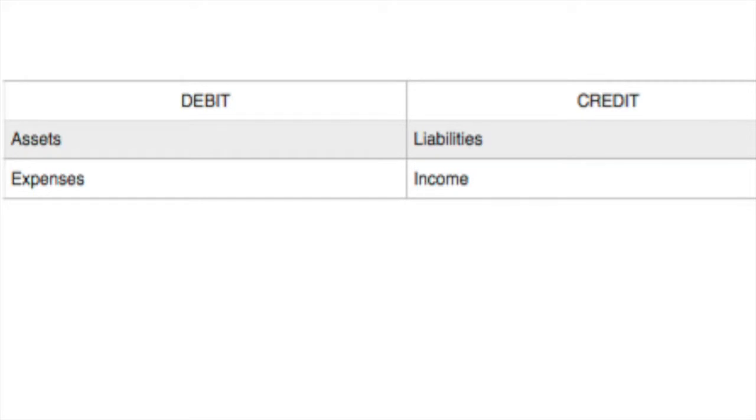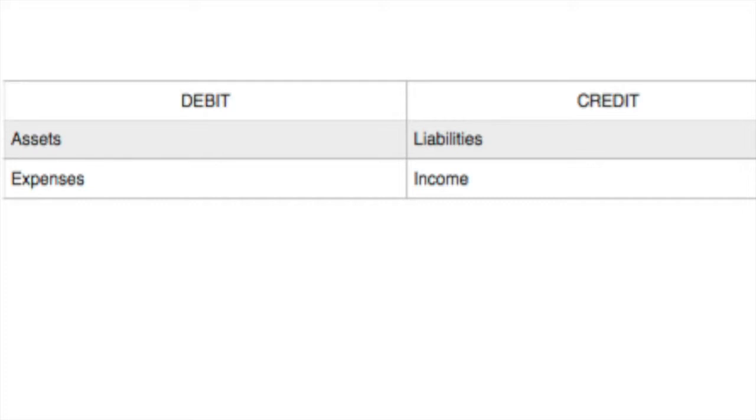Now every time we acquire more assets, they get recorded on the left-hand side or the debit side. Every time we're paying out expenses, again, these are recorded on the left-hand side or the debit side. On the right-hand side, if we're borrowing more money or if we're increasing our equity, that gets recorded on the credit side. Or if we're receiving or earning incomes, those also get recorded on the credit side. So we have our assets on the debit, our liabilities on the credit, we have our expenses on the debit, and our income on the credit side.